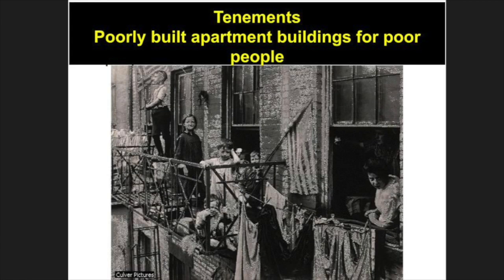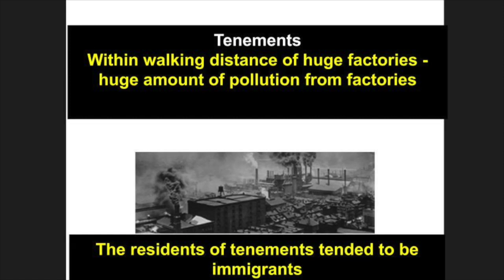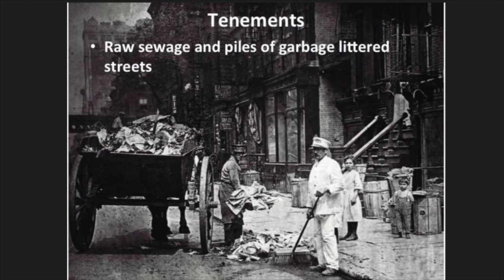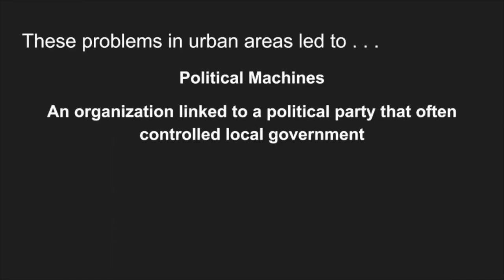In the city core, we see lots of tenements, poorly built apartment buildings for poor people, where people would be crammed in. The tenements would be within walking distance of huge factories and huge amount of pollution from factories. And the residents of tenements tended to be immigrants. That's because that's who worked in these factories. And richer people, as you saw just a little bit ago, would ride the commuter trains to get out of downtown, away from where the factories were, and to the more suburban areas. And tenements had lots of raw sewage and piles of garbage littered streets. It was difficult to keep up with the mess.